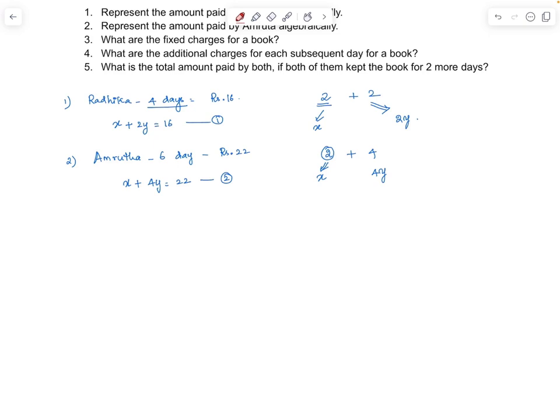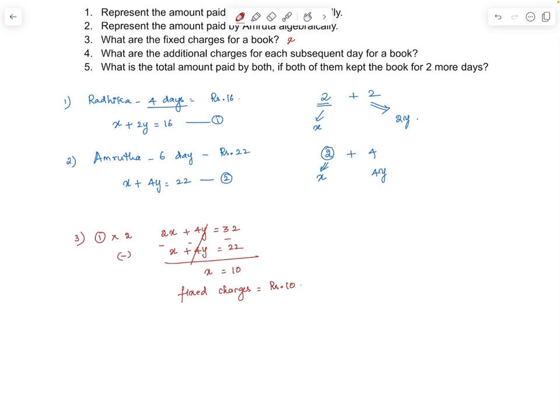Question 3. What are the fixed charges for a book? Fixed charge is represented by the letter X. So we have to take both the equations and solve. Here let's try to eliminate Y. To do that, let's multiply the first equation by 2. So the first equation becomes 2X plus 4Y is equal to 32. And with that, we will subtract the second equation. The second equation is X plus 4Y is equal to 22. So X is equal to 10. So the fixed charge is rupees 10.